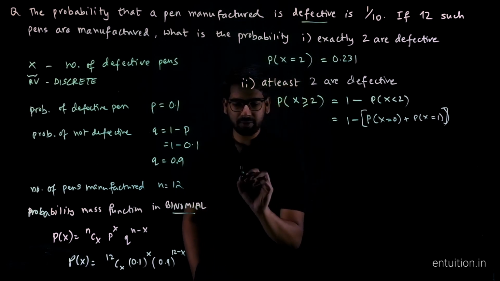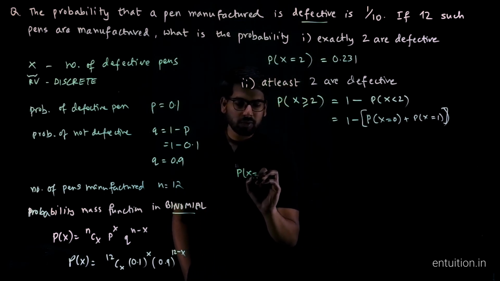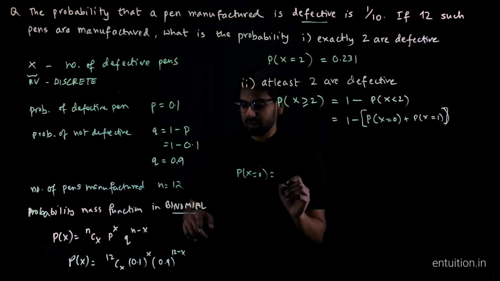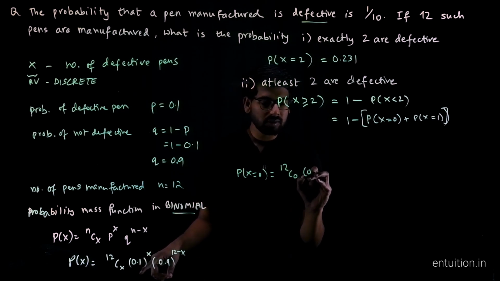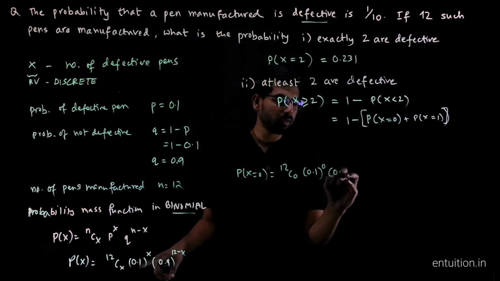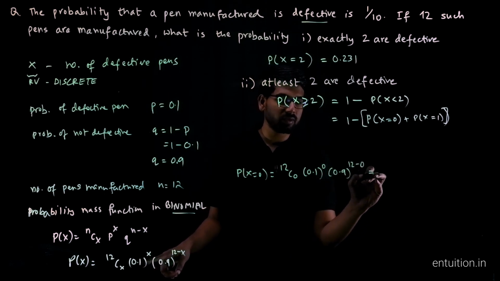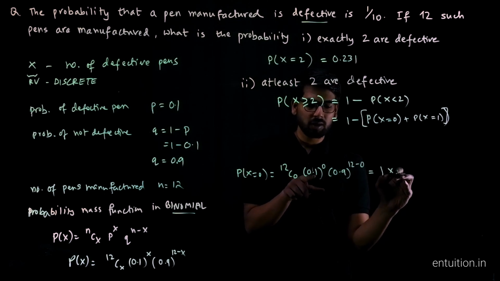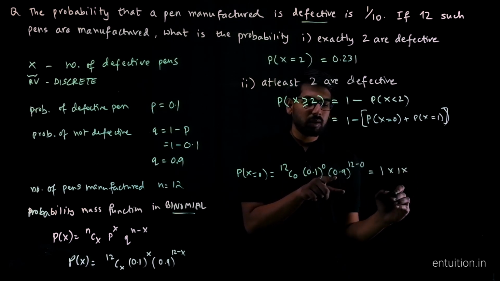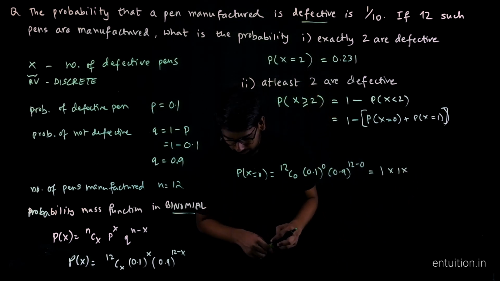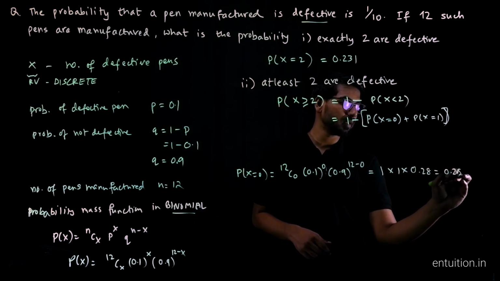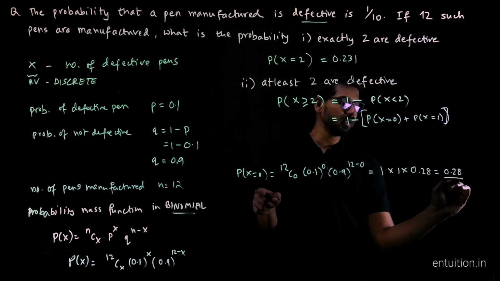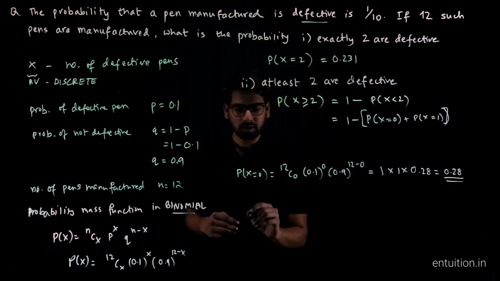So what is the probability of x equal to 0? Substitute 0 in place of x here. So 12c0, 0.1 power 0, 0.9 power 12 minus 0. This is nothing but 12c0 is 1, 0.1 power 0 is 1, and 0.9 power 12. What is 0.9 power 12? It is 0.28. So the probability of x equal to 0 is 0.28.